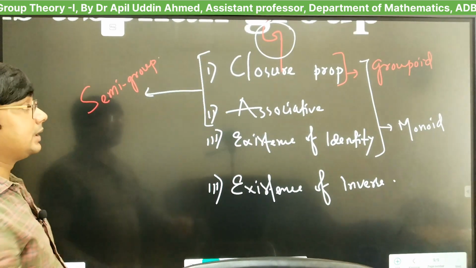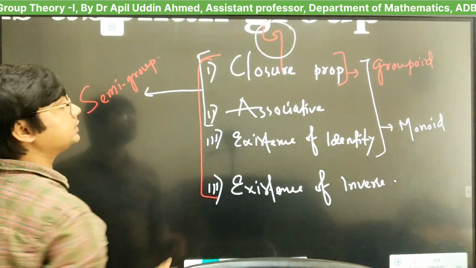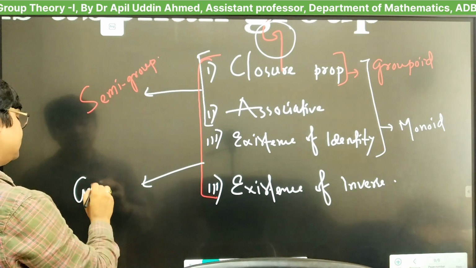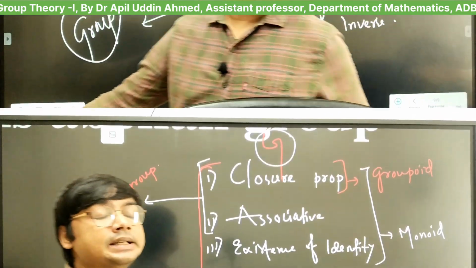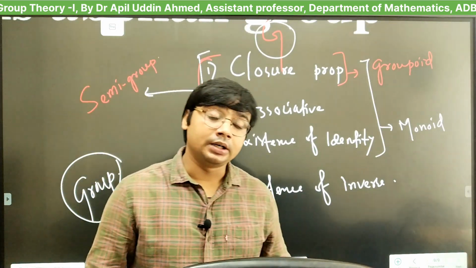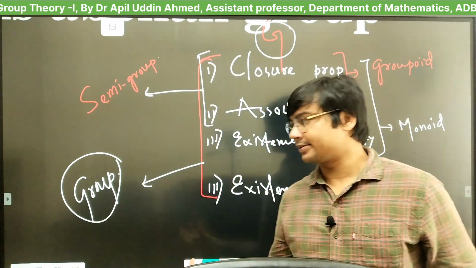And finally, if it satisfies all four properties, then the structure is called a group. My dear students, then the structure is called a group. So in the next class I will try to discuss some numerical problems related to this structure.